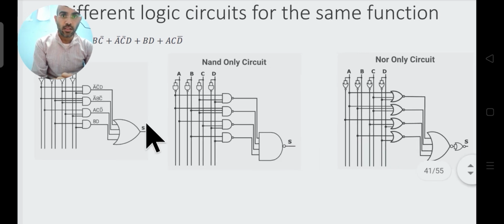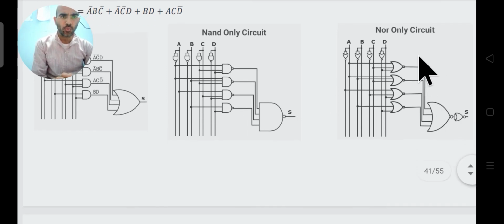Then to implement this circuit with the help of NOR gates, as seen in the last slide, last question, we'll replace these gates with NOR gates, and then we'll use these two bubbles here. So this is what we do.